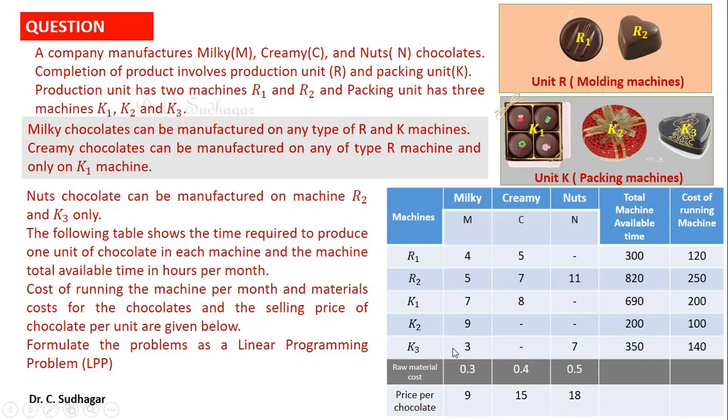So the table shows the time available of this machine and total time available of this machine, running cost of the machine, raw material cost for the chocolates, and price for the chocolates. What is the question? Formulate the problem as a linear programming problem. You have to just formulate the problem. Solving the problem is not required at this level. So let us go and calculate what the answer is.